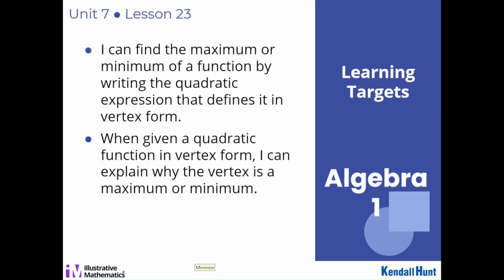You understand that if your a is positive, then that parabola is opening upward, which puts the vertex down at the bottom, making it a minimum. If your a term is negative, then you understand that means the parabola is opening downward, placing the vertex at the top of the parabola, making it a maximum.